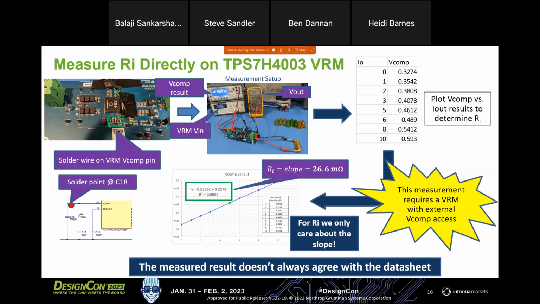You can see here we just put a voltage probe at the comp pin, and then we're plotting the voltage at that comp pin, VComp, versus I out. We can create a curve and a line that fits to that curve, and the slope of that line is our RI term for this VRM, which is 26.6 milliohms. We even have a very good regression, over 99.9%. So this is the first term that we need to characterize our VRM. Now, the takeaway here, as Steve said: if this is available in the data sheet, which typically it's not, it won't always agree with what's in the data sheet, and we'll talk about that in just a second. So keep that 26.6 milliohms in the back of your mind.